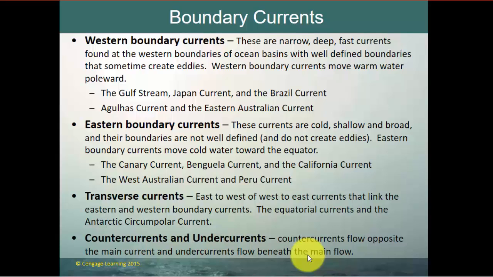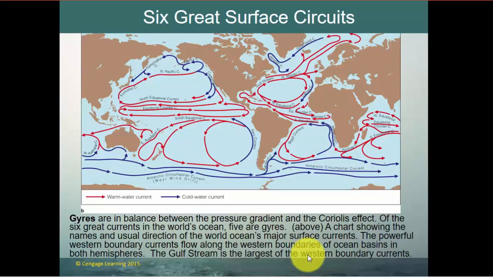And then you have countercurrents and undercurrents. Countercurrents will flow opposite to the main current, and undercurrents will flow beneath the main flow, and they may be flowing with the flow or counter to the main flow. And here we have the equatorial current, which is going to be a countercurrent. That's one example of that.